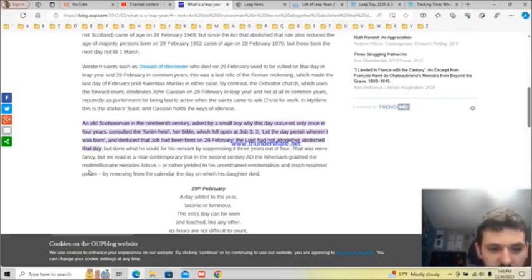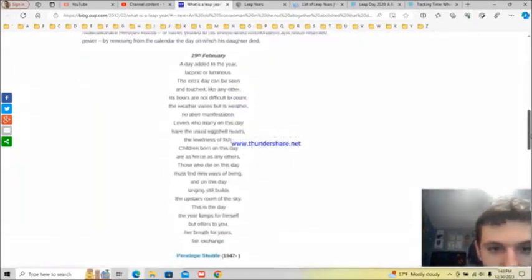That was more advanced in the 2nd century A.D. Athenians granted the multi-millionaire Herodes Atticus extreme power by moving the calendar, when his daughter died. The 29th of February was added. Its hours are not difficult to count, but there is no alien manifestation.